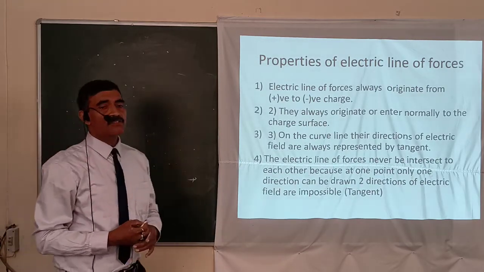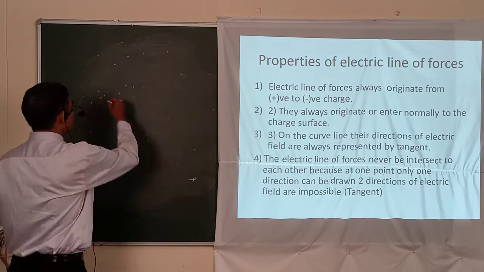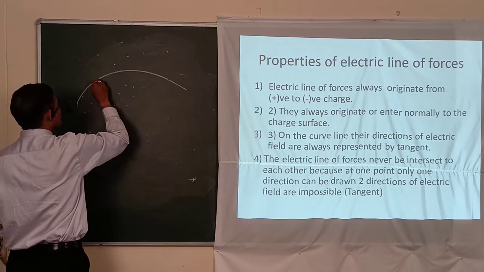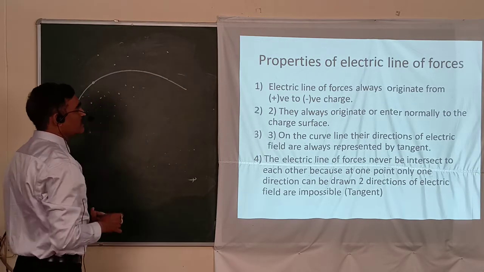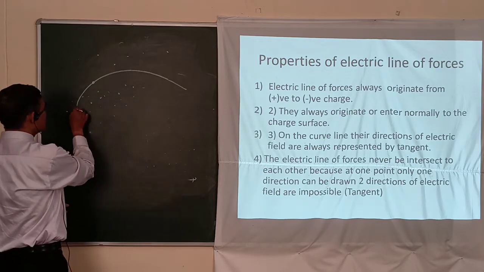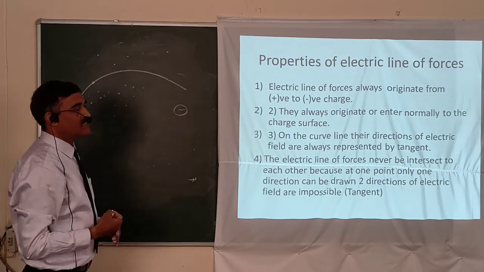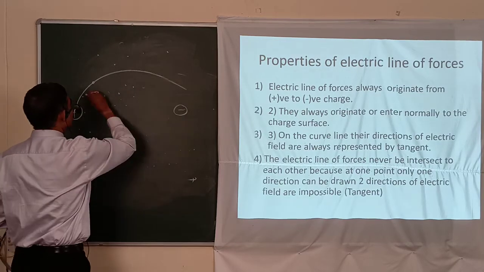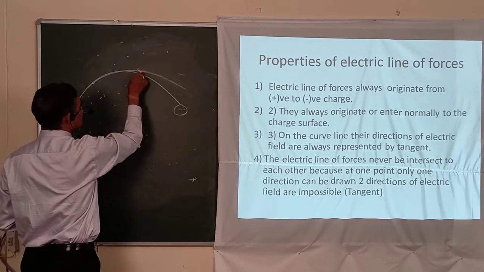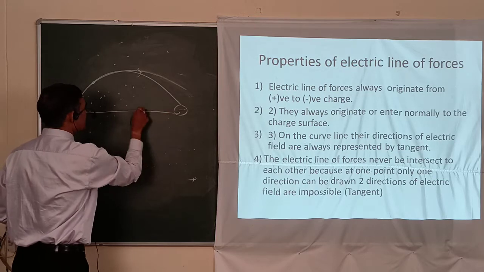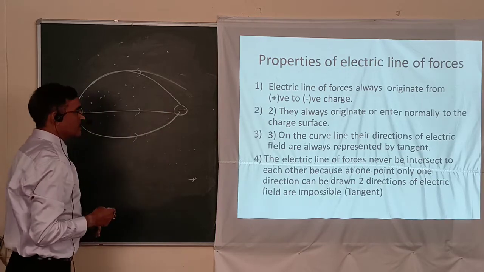And the properties of electric line of force are these. Now suppose this is the electric line of force. First of all, the electric line of force always originates from the positive charge and ends at the negative charge. First thing, it originates from the positive charge and ends at the negative charge, like that. In this way they move.